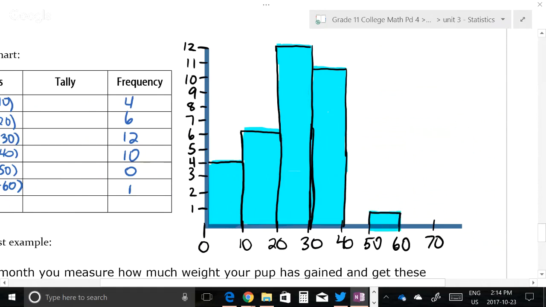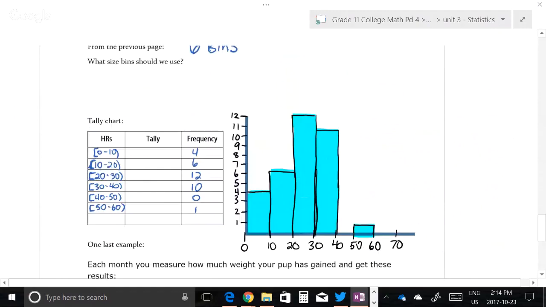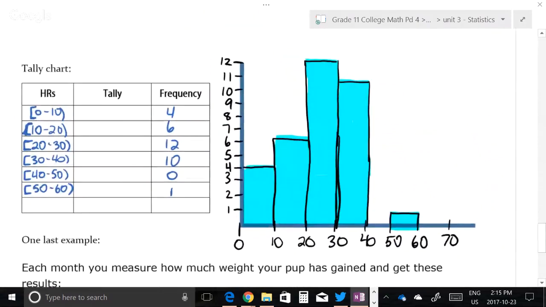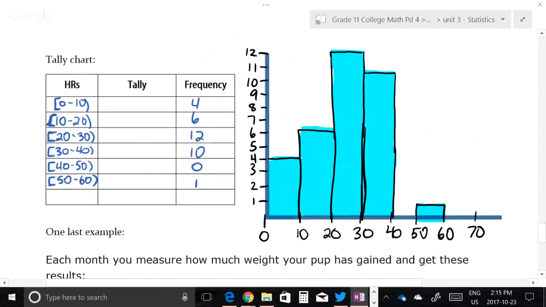Oh gosh. All right, there we are. And there is my histogram now. Thank you. Does anyone have any questions about that? It's not that terrible a process, is it?